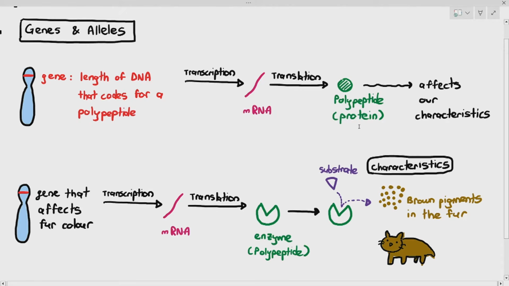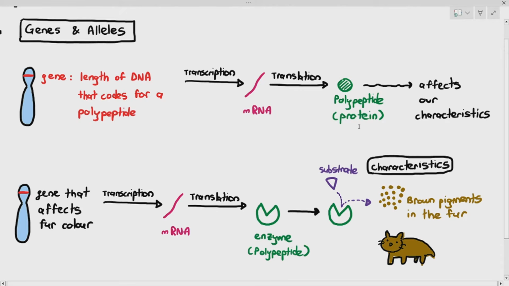Now, some students will say, do all genes code for enzymes? Not necessarily. Some genes code for hormones, some genes code for neurotransmitters, but all genes will code for different types of polypeptides, and depending on the type of polypeptide you produce, it affects different characteristics.